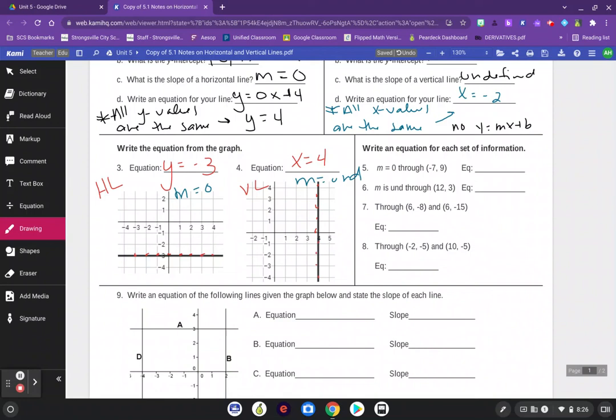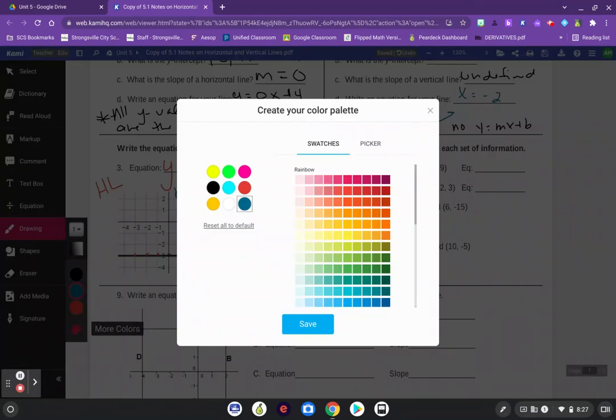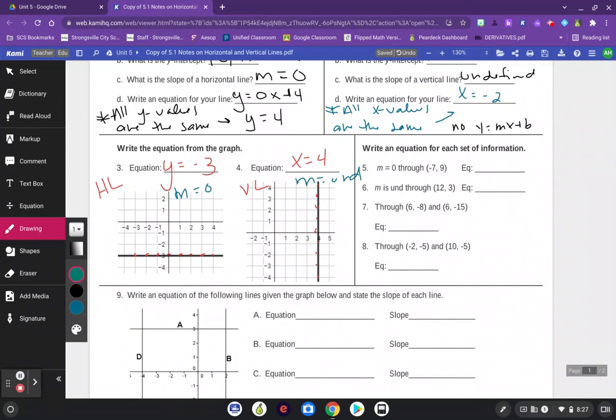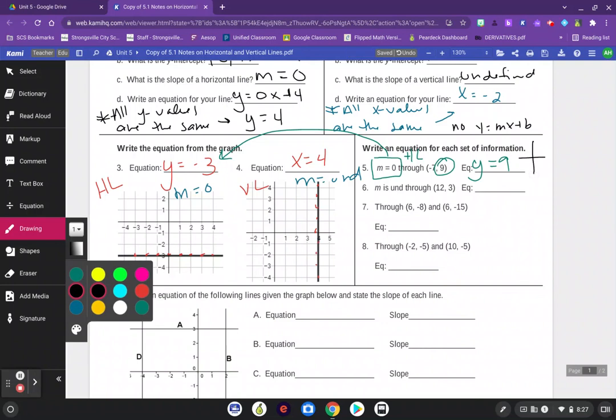So it says write an equation for each set of information. And I like that green I had earlier. So we'll go with it. M equals 0. So when I have M equals 0, that's related to a horizontal line. So I'm just going to make a little note to myself. A horizontal line, and a horizontal line means that all the y values are the same. And so if I'm going through the points -7, 9, and I draw a horizontal line, then actually all the points are going to have the same y value. So -7, 9 would be like a horizontal line up here. All the y values would be 9 since it's horizontal. So y equals 9. We'll do bright pink here.